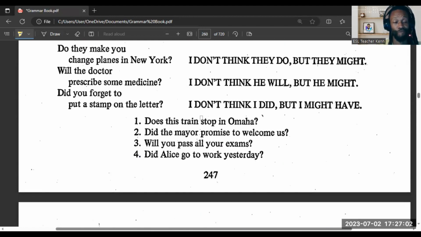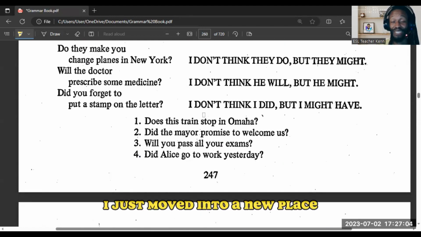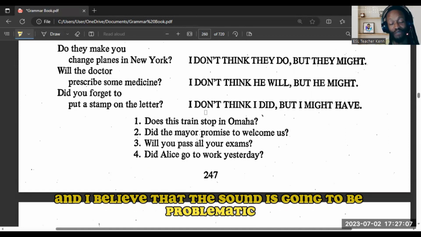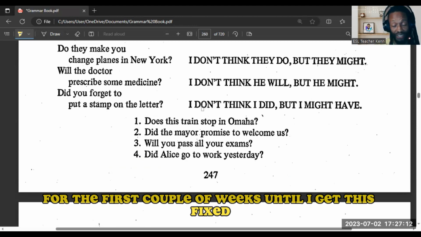Sorry about that, guys. I just moved into a new place and I believe that the sound is going to be problematic for the first couple of weeks until I get this fixed.